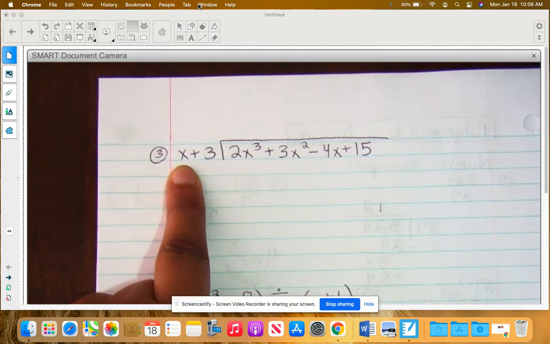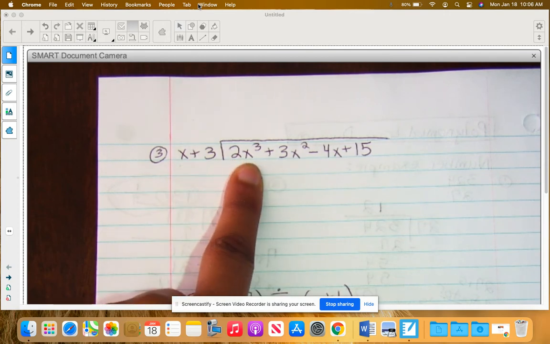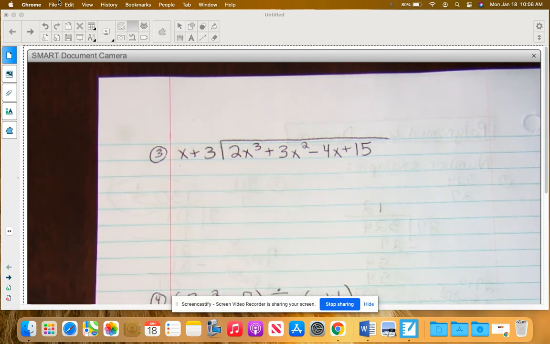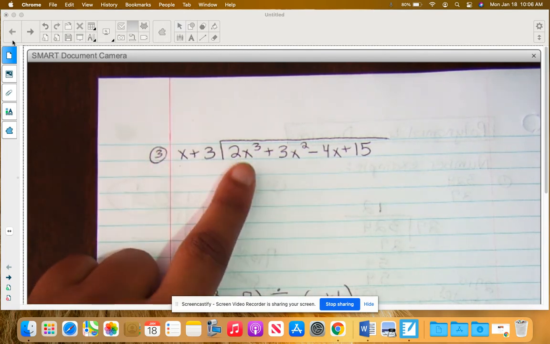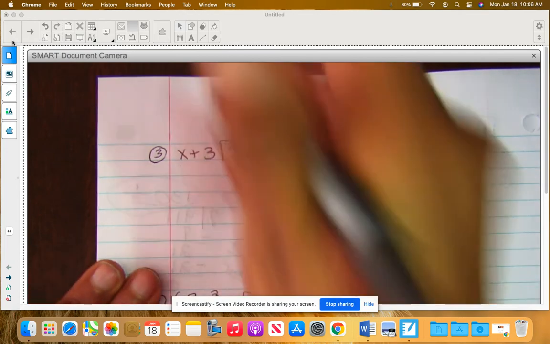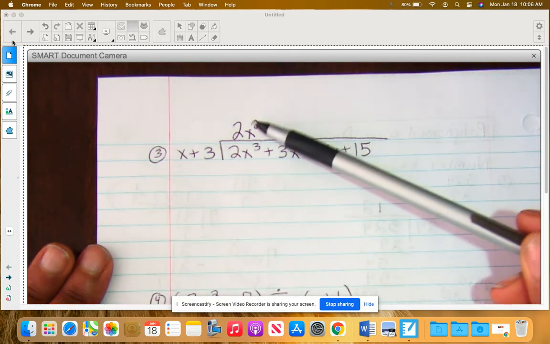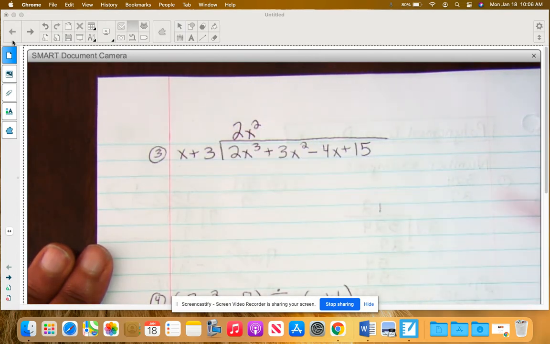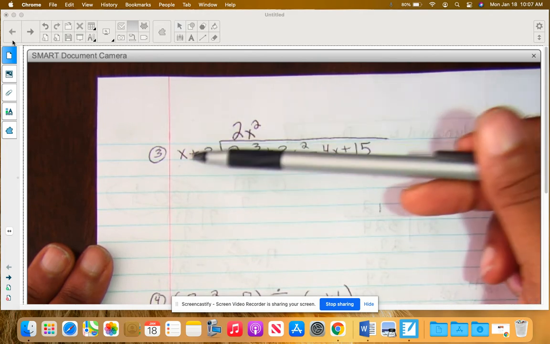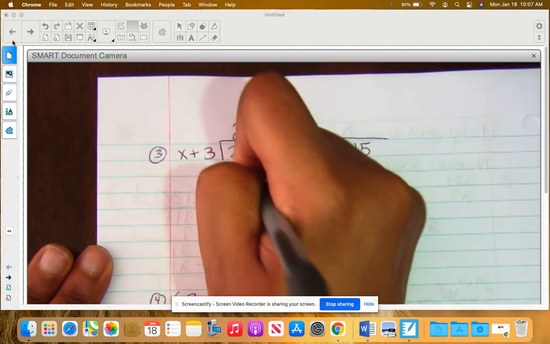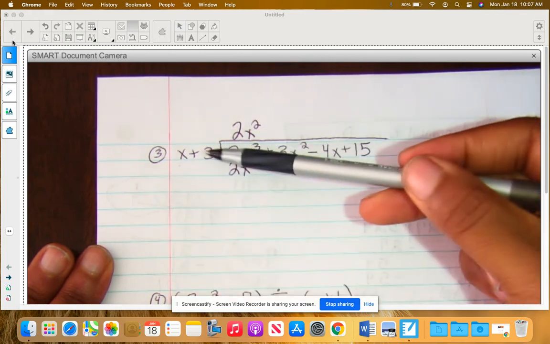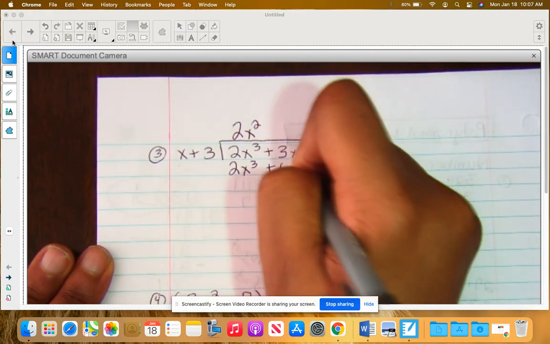Take the first term on the outside. See how many times it goes into the first term on the inside. So x times what gives me 2x to the third. That's something that we're missing is 2x squared. Now multiply. Whatever's on top, multiply it to however many terms are on the outside. Whether it's 2 terms, 3 terms, 4 terms, you multiply it by whatever's on the outside. 2x squared times x is 2x to the third. 2x squared times 3 is 6x squared.